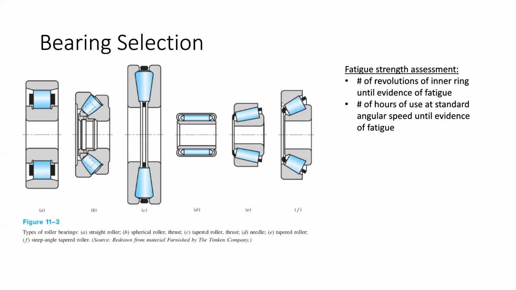This one is also much better at reacting moment loads than, for example, the straight roller. Again, because you have these two surfaces that have a component in both directions, if I were to apply a moment to either of these cups, I now have a line that reacts it much better than if I just had a straight roller in this direction, which can only react radial loads.